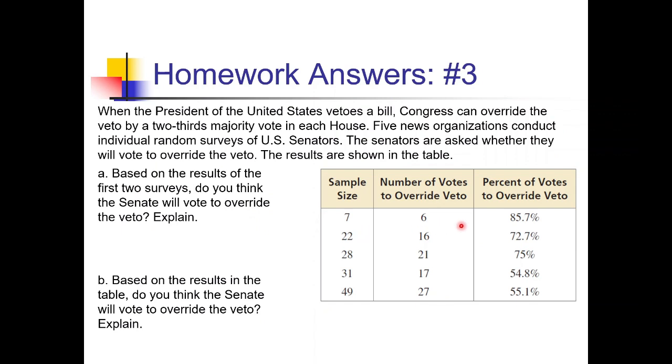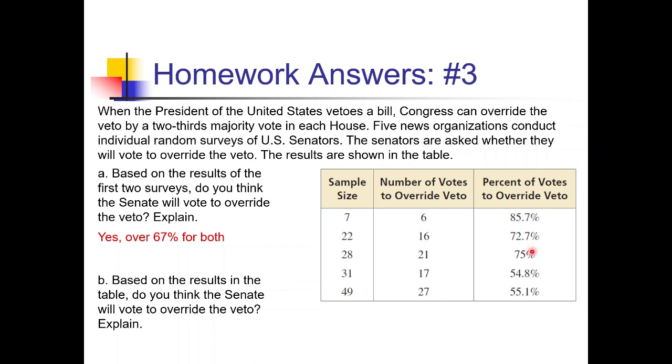So in these first 2 surveys, we've got 85.7% and we've got 72.7%. That's above the 67% needed for that 2/3 majority. So based on the first 2, yes, since we're over 67% for both, it looks like we're going to get an override. Now the next question, based on the results in the table, so they mean all the results here, do we think the Senate will vote to override the veto? So the next survey that had a higher sample size than the first 2, we're at 75%, so that's still over the 2/3 that we need.